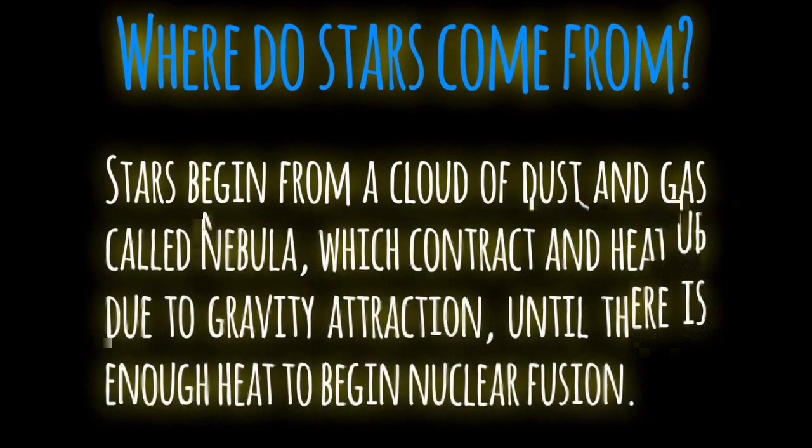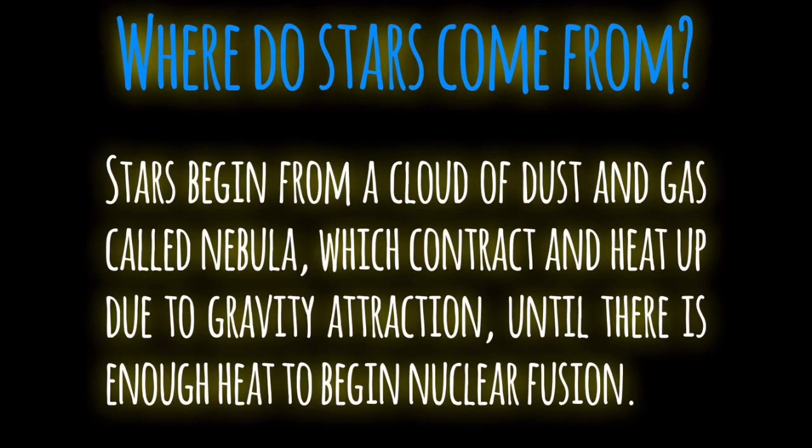Where do stars come from? Stars begin from a cloud of dust and gas. These are called nebula. And nebula contract and heat up due to gravity until there's enough heat to begin nuclear fusion. So gravity is really working to pull clouds of dust and gas together, and as those particles begin to collide and hit each other, this produces heat, and as that heat continues to increase, it starts the process of nuclear fusion. We'll get back to that in a second.